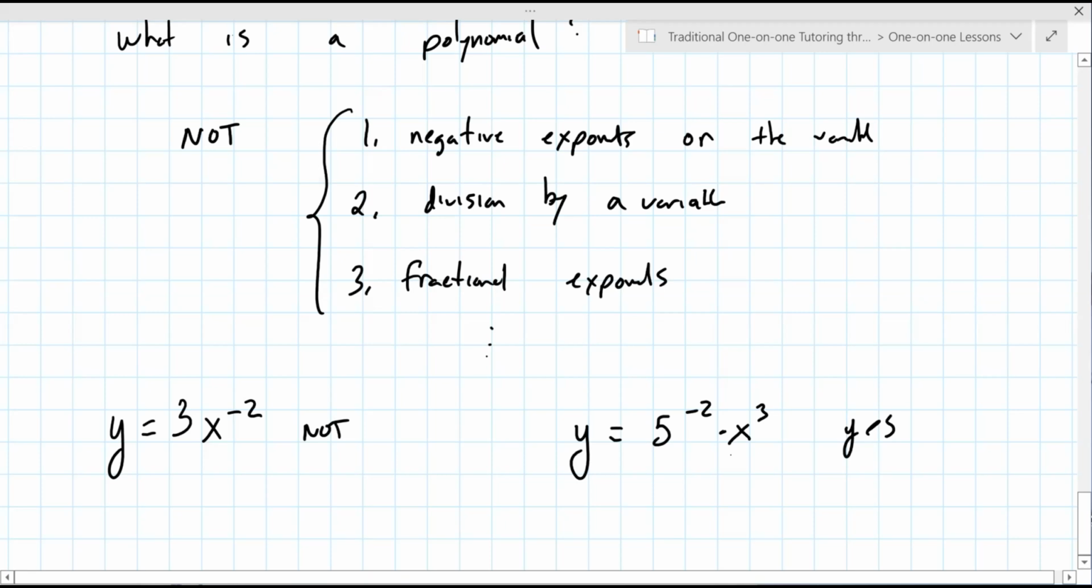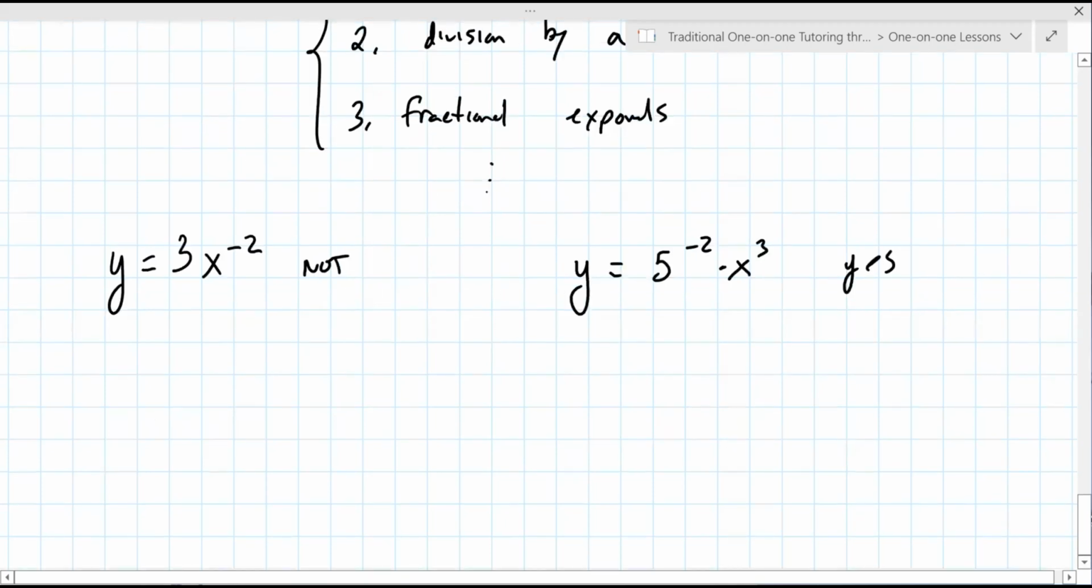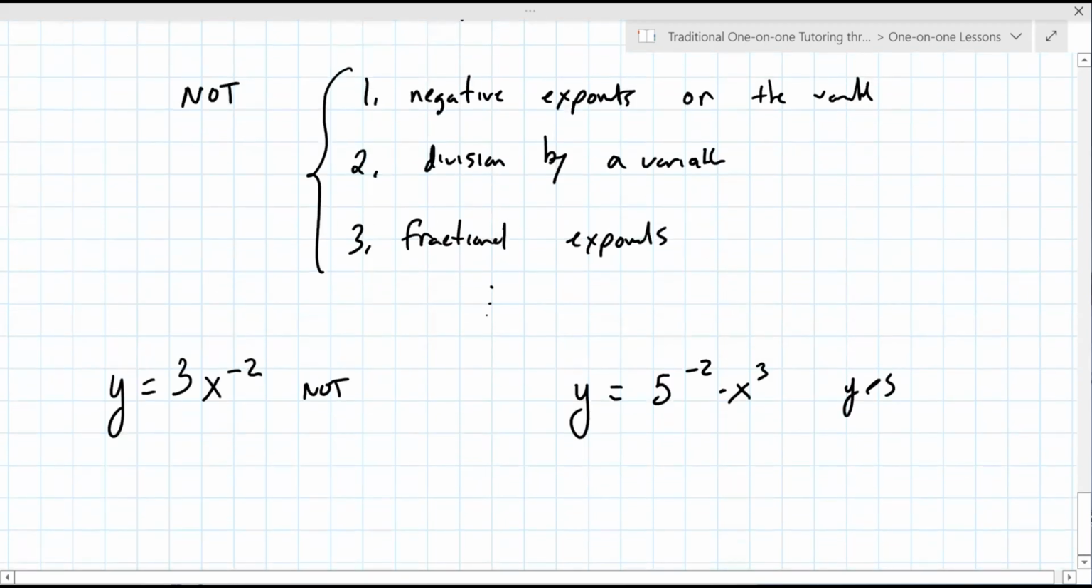Okay, so let's look at the next one here, division by a variable. So let's say y equals 1 over x plus 3. This is not a polynomial because you're dividing by a variable.